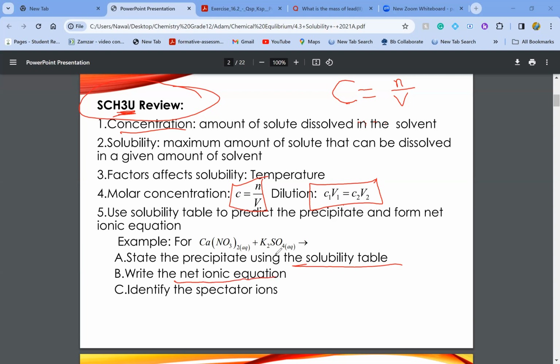Safa, I still didn't study grade 11 and I passed. We will study this part tomorrow, inshallah.